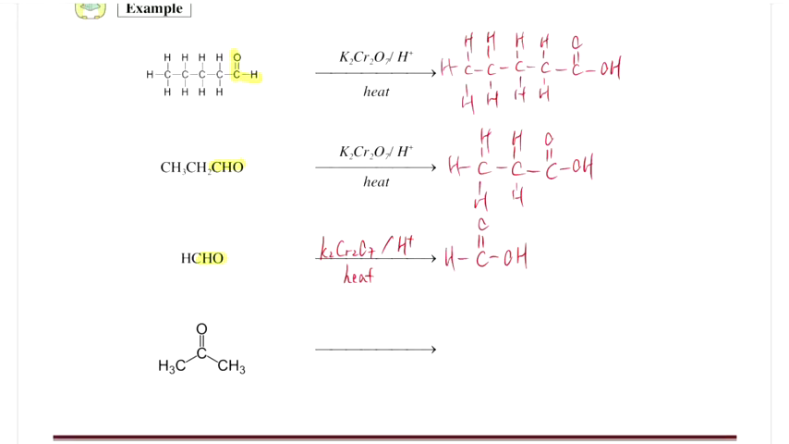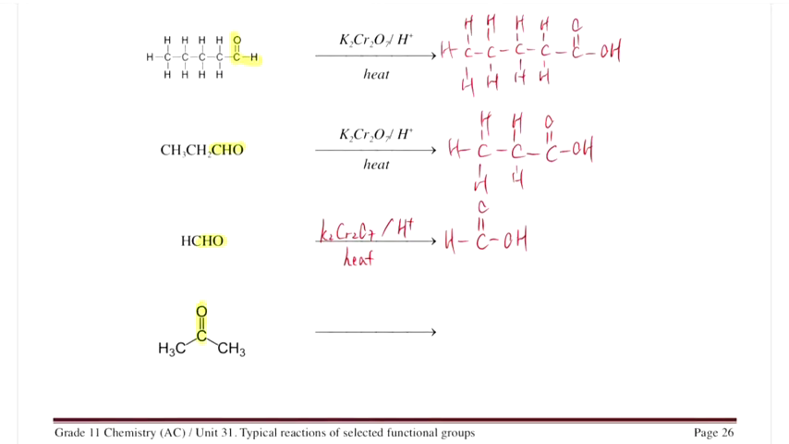And finally, the last example, again let's highlight the carbonyl group. For this one, the carbonyl group is in the middle of the carbon chain, so this one is a ketone. Okay, so remember, if we put ketone with the oxidizing agent potassium dichromate in acidic condition, there will be no reaction. Okay, so you just put a cross for that.